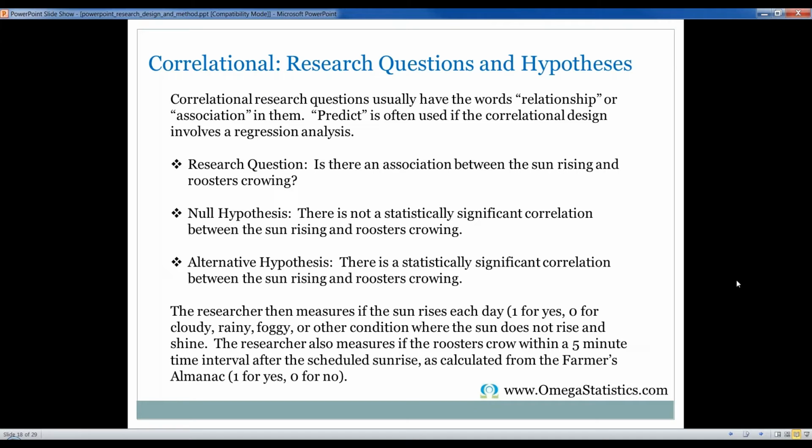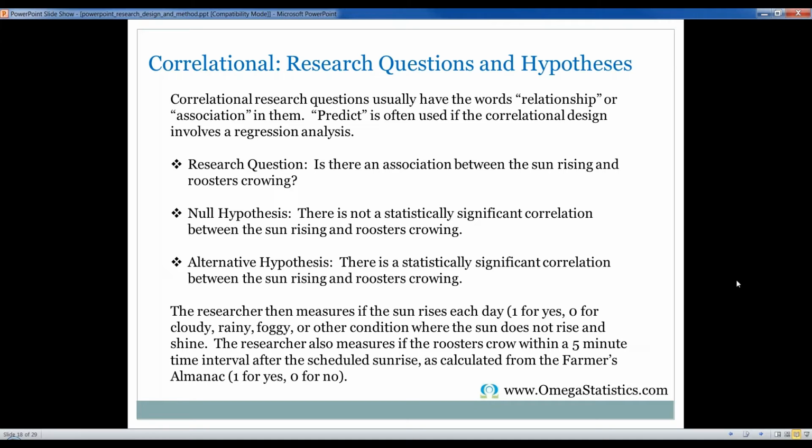But our research question for the correlational design on the roosters and sunrise would be, is there an association between the sun rising and roosters crowing? Then my null hypothesis is going to be there's not a statistically significant correlation between the sun rising and roosters crowing. The alternative would be there is a statistically significant correlation between them.